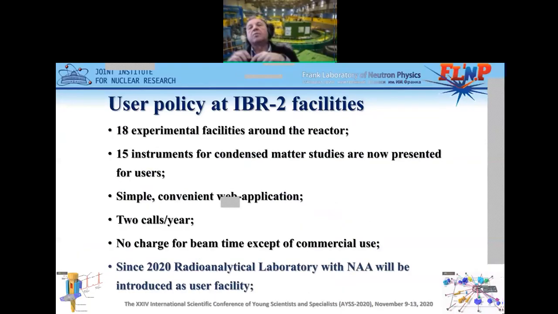But one short stop. Again, I remind you that at IBR-2 we have the user policy implemented, and the majority of the instruments are provided for the international scientific community. Since this year, the radioanalytical laboratory, REGATA, the IBR-2 facility for neutron activation analysis, was also introduced as a user facility, and we already have the first call for proposals for experiments at this facility. Unfortunately, due to the pandemic situation, all the user policy was frozen during this year.